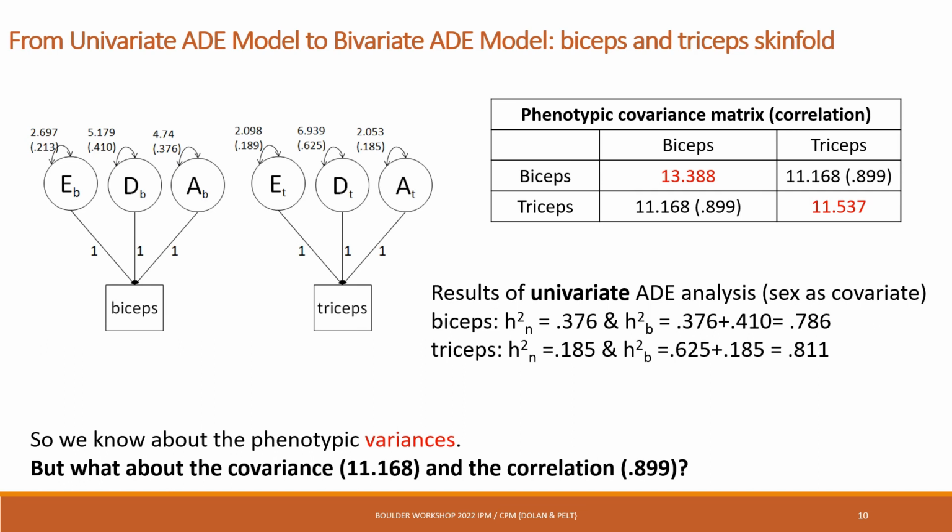Okay, so based on the univariate analysis, we know a thing or two about the composition of the phenotypic variances, but we don't know anything about the contributions of E, D, and A to the covariance. So what we're going to do is go from the univariate model to the bivariate model to address that question. What are the contributions of E, D, and A to the phenotypic covariance?